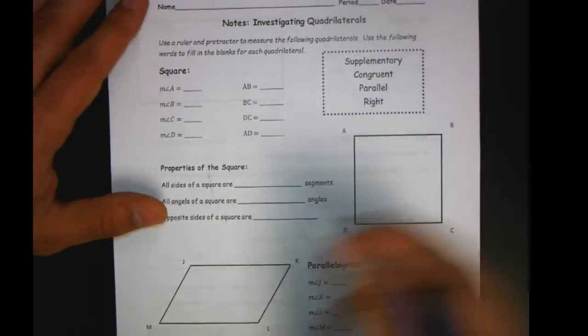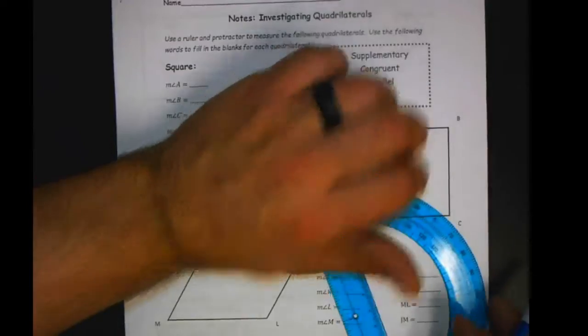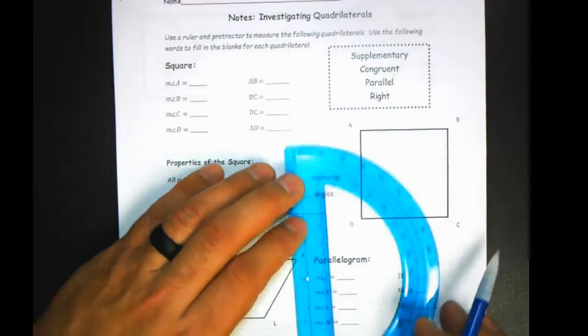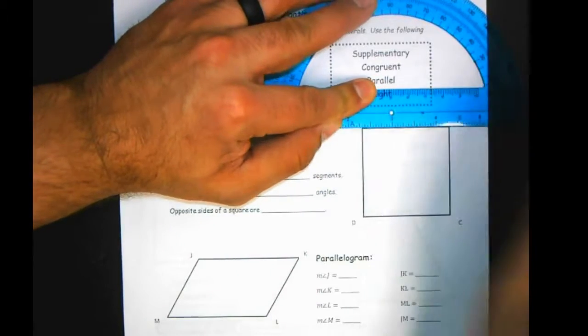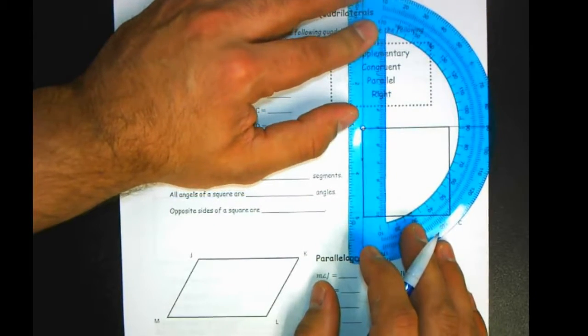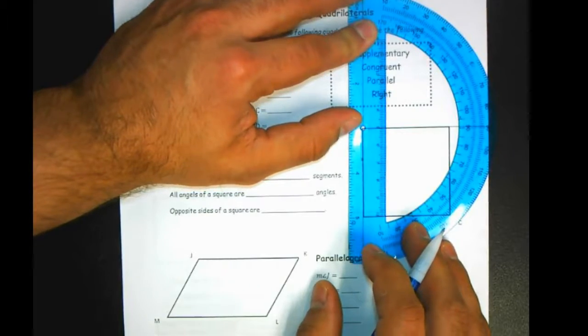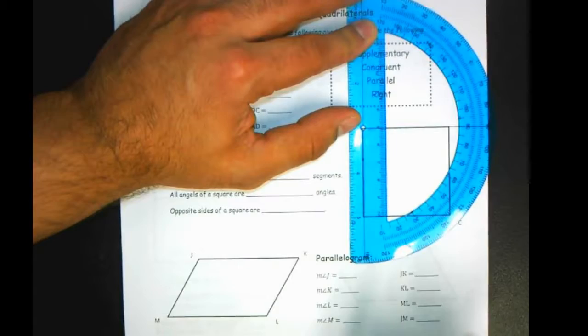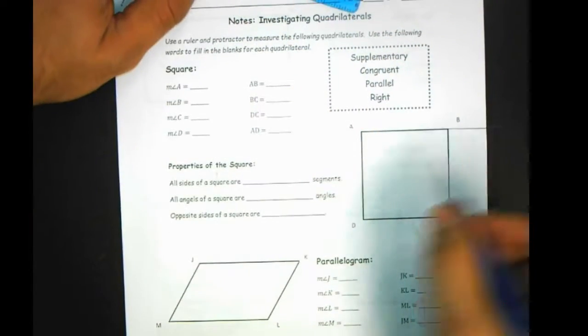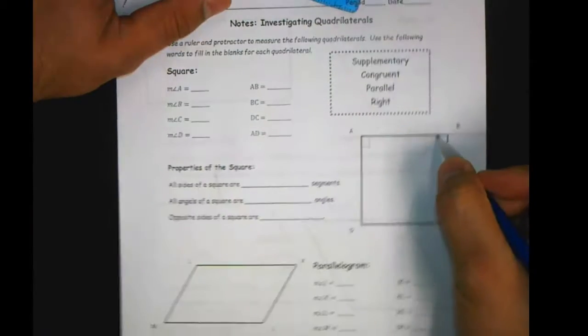Notes for investigating quadrilaterals. We're going to make sure we're measuring everything. So angles A, B, C, and D. If you extend these lines and you measure that angle, you'll see that it's right there at 90 degrees. Might be kind of hard to see, so let's focus that. Right at 90 degrees. Spoiler alert, they're all 90 degrees.